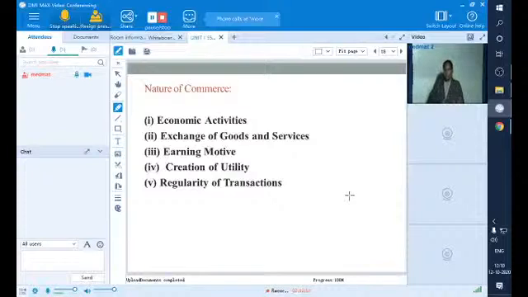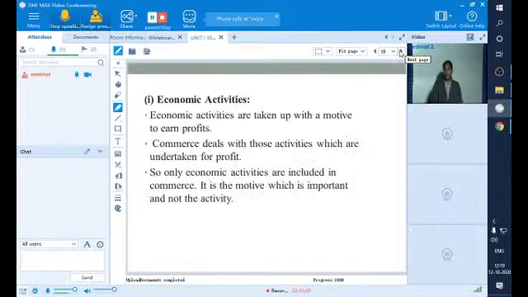Next thing is the nature of commerce. Here we have 5 natures of commerce. One is economic activities, second is exchange of goods and services, third is earning motive, fourth is creation of utility, and the fifth is regulation of transactions. Totally 5 natures of commerce. First one is what? Economic activities. Now you are going to see it in detail.